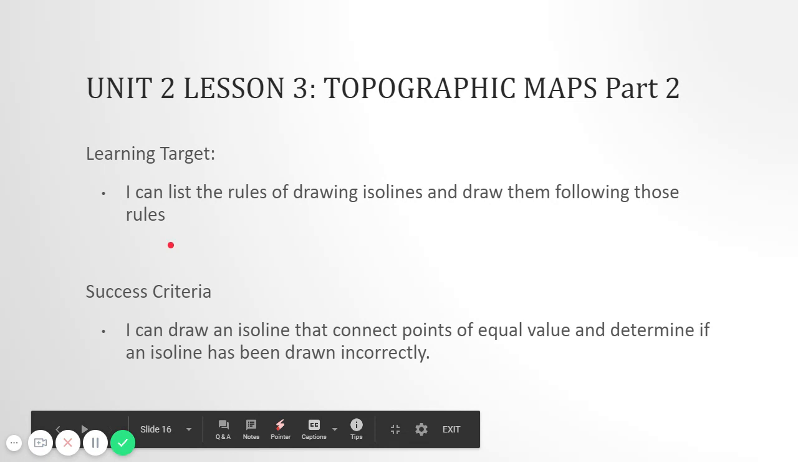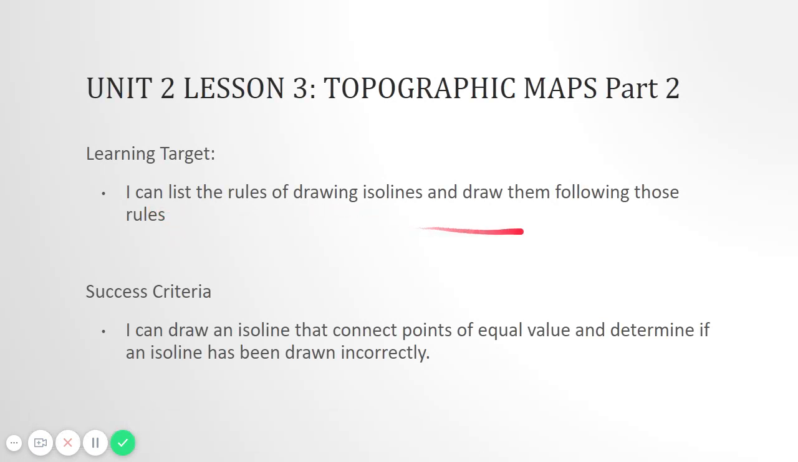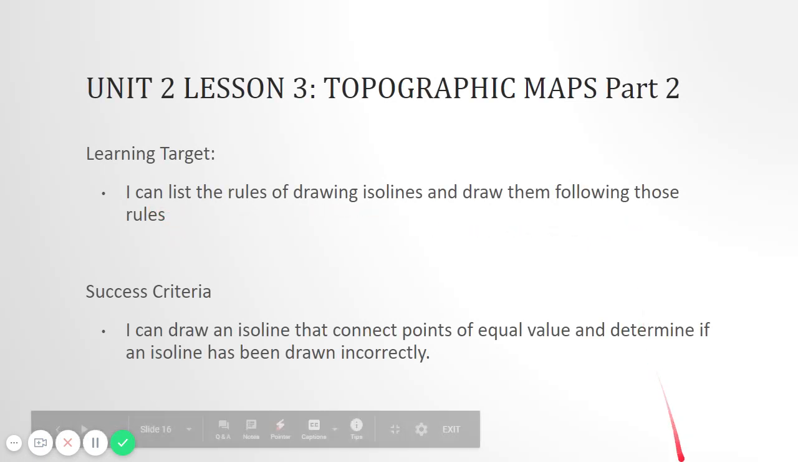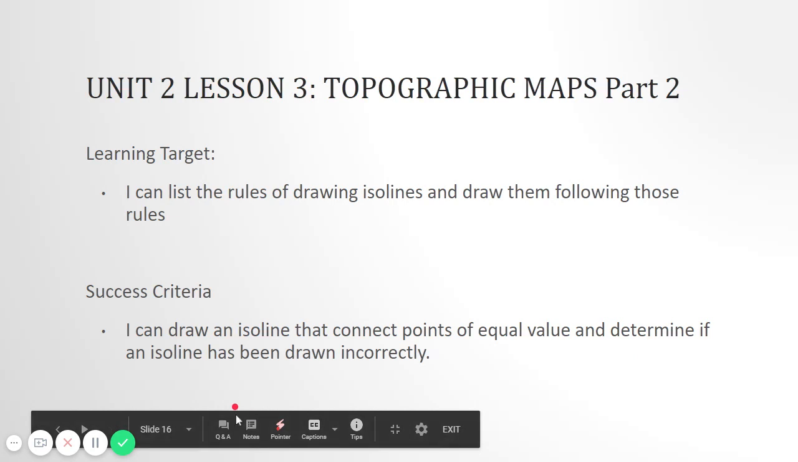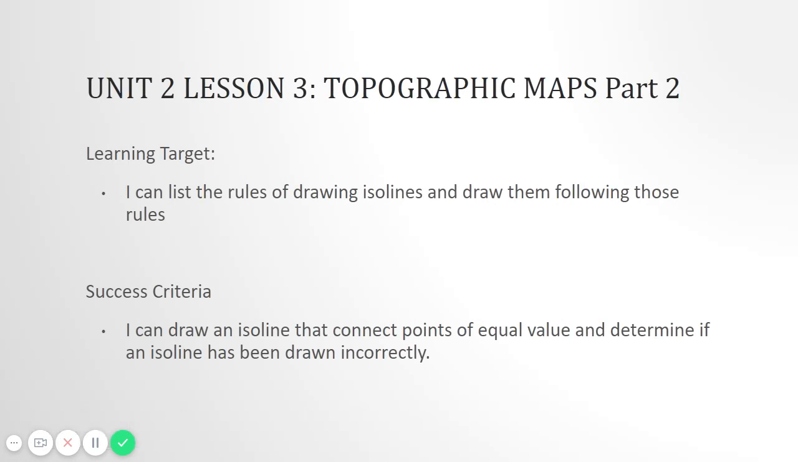And that's pretty much it. So we're listing the rules. So there were 5 rules, and then drawing them. And then drawing an isoline that connects points of equal value, and determining if an isoline has been drawn incorrectly. So you're going to have to think about those rules to draw them in. We're going to do a little bit of practice now. And then also looking at lines and saying, is this drawn correctly or not?